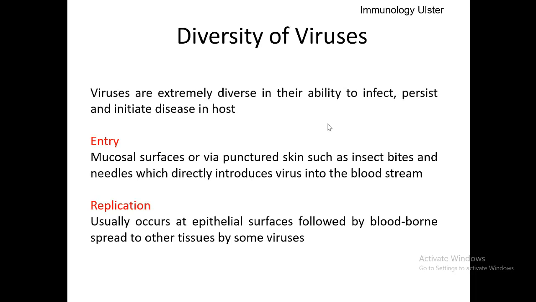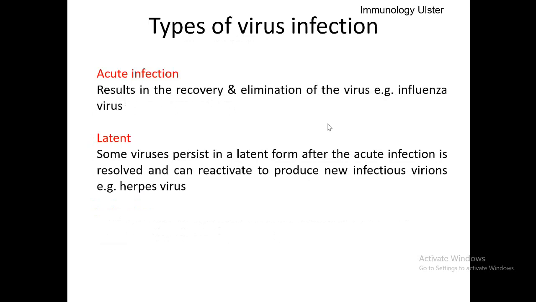Viruses are extremely diverse in their ability to infect, persist, and initiate disease in the host. In terms of entry, mucosal surfaces or punctured skin, such as insect bites and needles, basically give the avenue for the virus to infect the bloodstream. So that's one way we get direct entry. And then in terms of spread, you can have replication, which usually occurs at the epithelial surfaces, and then subsequently the virus manages to spread and make its way to the blood. And of course, once it reaches the blood, it has the capacity to reach all the systemic tissues.